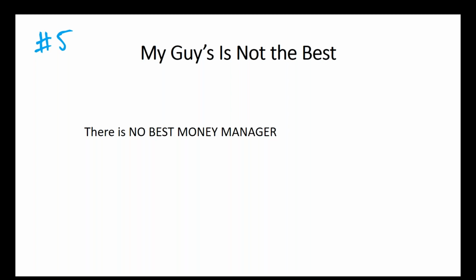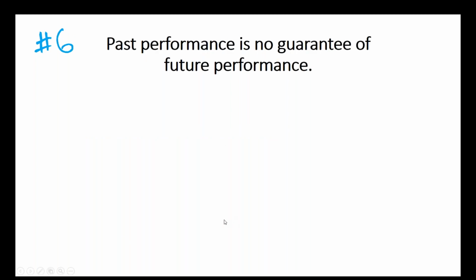Now, hopefully you guys, would the minimum be $1 million if he was the best money manager? I've got some people saying $1 million. No, it'd be 50 million, it'd be 100 million. That would be the minimum he'd have. So if your money manager is taking 250,000, 500,000, or $1 million, guess what I know about him? He ain't the best. And there is no best money manager. Past performance is no guarantee of future performance.